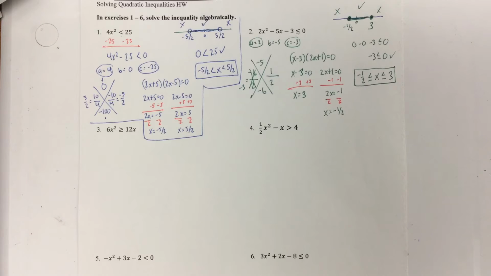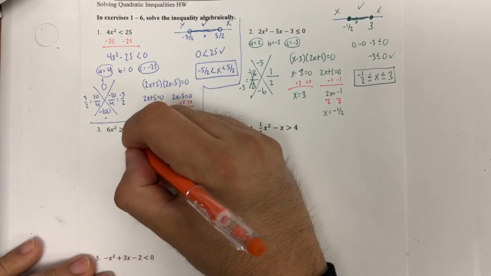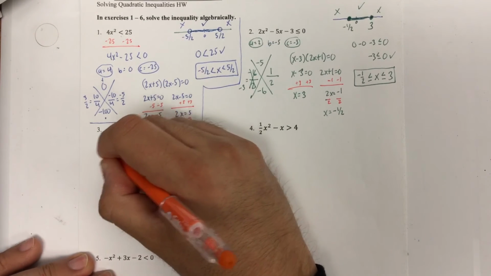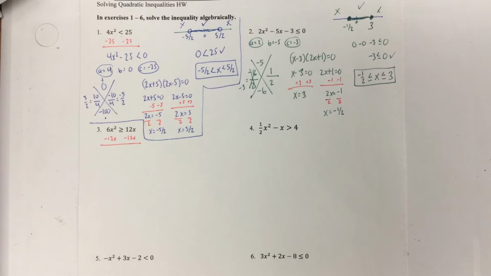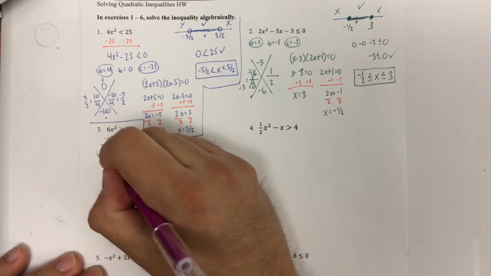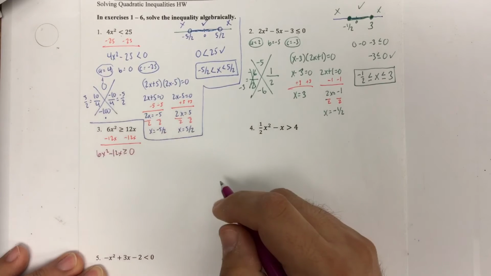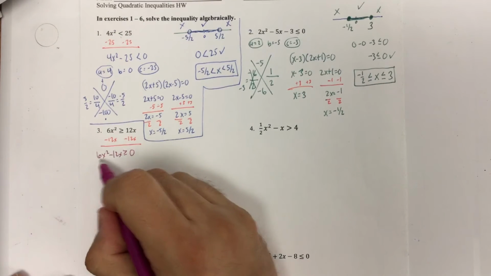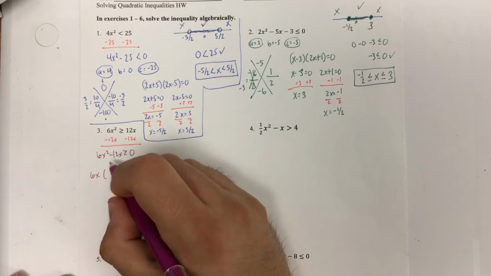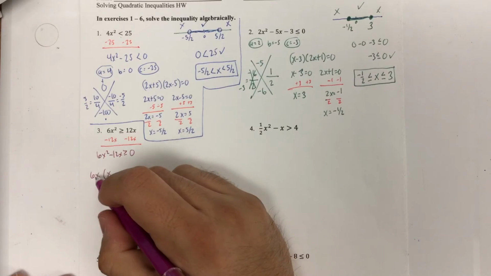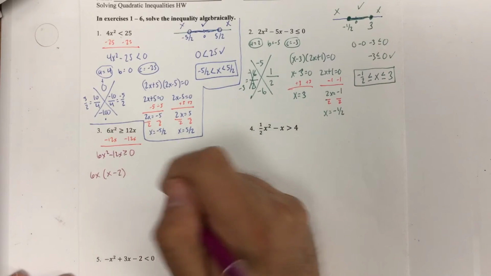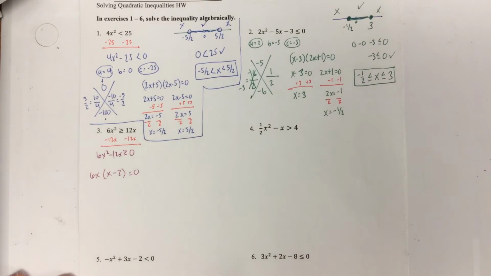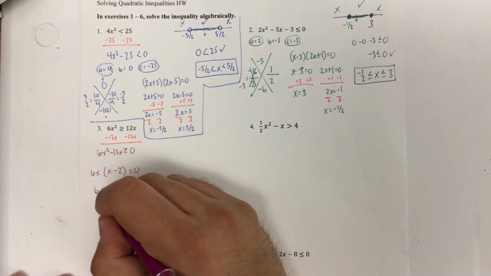All right, for number 3, it doesn't equal 0. So I'm going to subtract the 12x to the other side so that it does equal 0. So 6x squared minus 12x is greater than or equal to 0. GCF here, we do have it in standard form. So the GCF, they're both factorable by 6 and x. 6x times x is 6x squared. 6x times negative 2 is negative 12x. It is completely factored now, so I set each factor equal to 0.